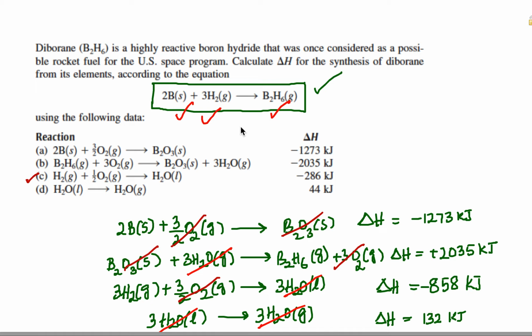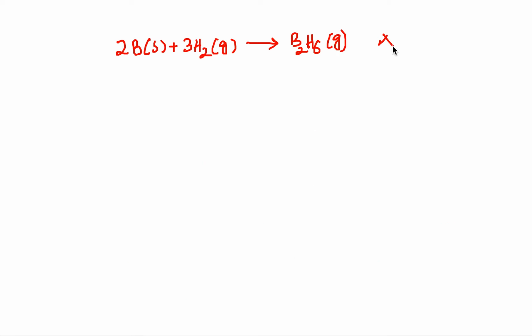So therefore, the enthalpy of formation of B2H6 is 132 minus 858 plus 2035 minus 1273. That's going to be 36 kilojoules. Delta H for this reaction is going to be 36 kilojoules. That's how we solve problems using Hess law.